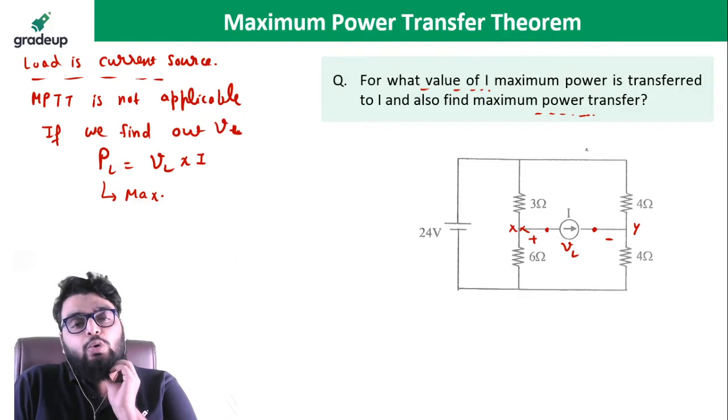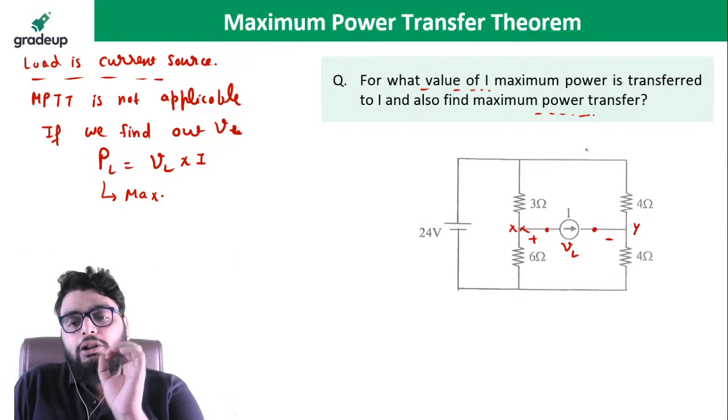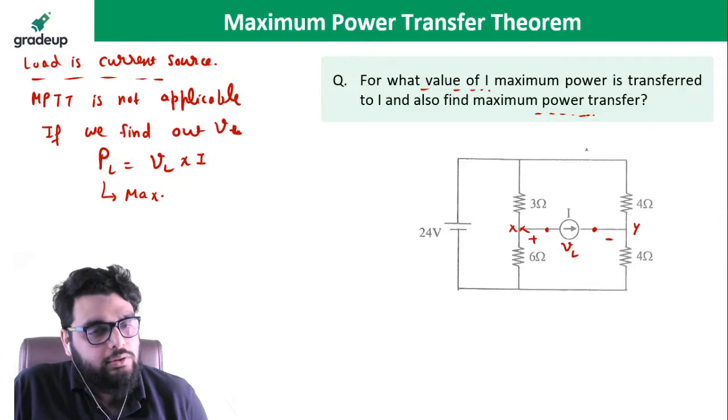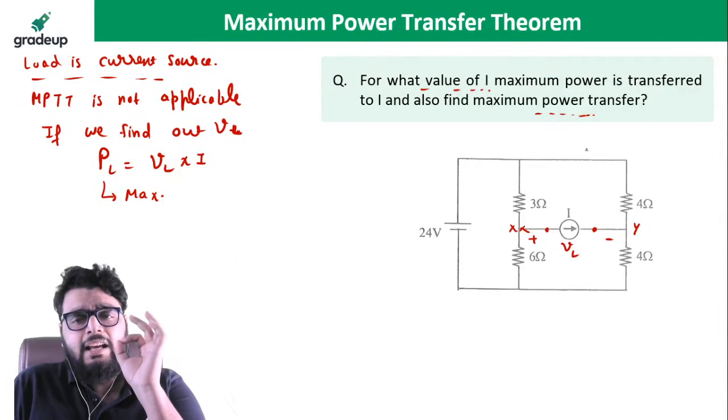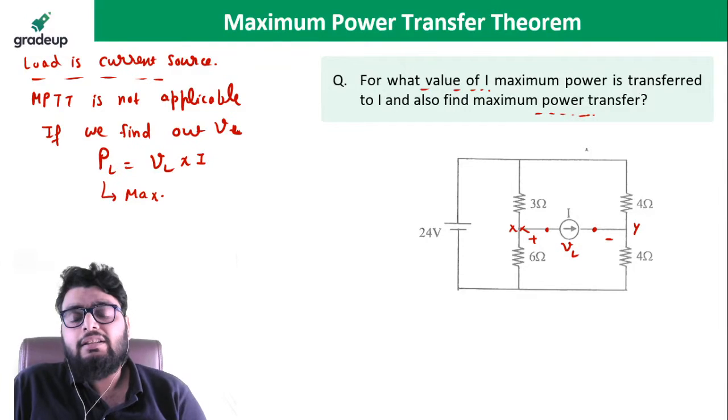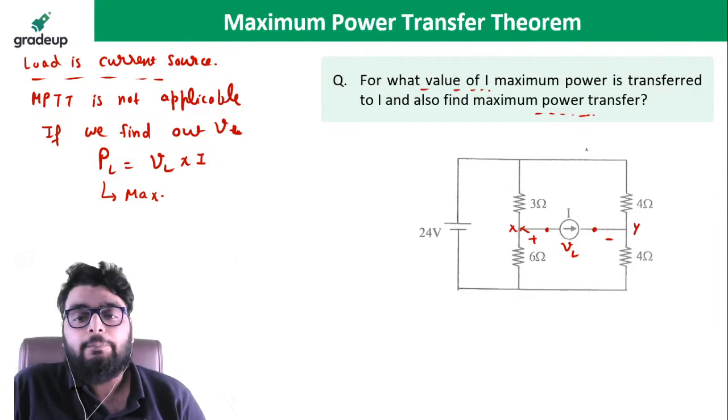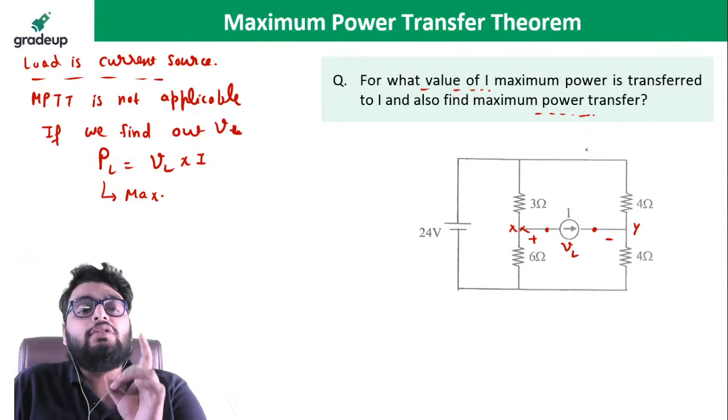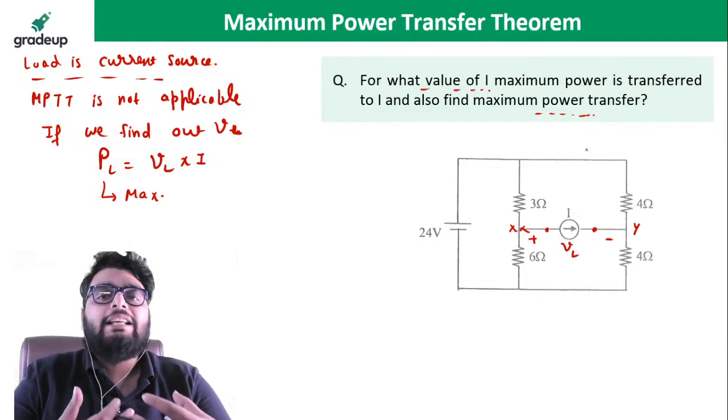Okay. So now the question arises, I need to find out the load voltage across the current source. And to find the load voltage across the current source, I will use Thevenin's theorem. What am I going to use? I am going to use Thevenin's theorem. Why am I using Thevenin's theorem?